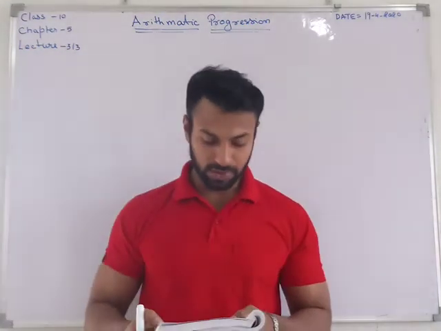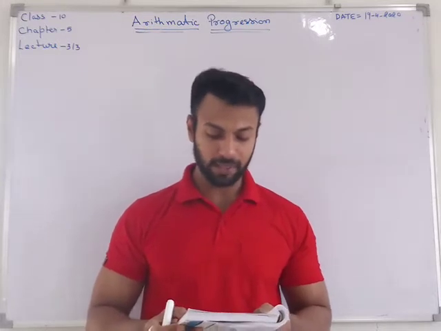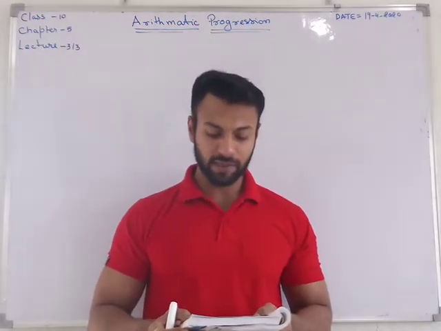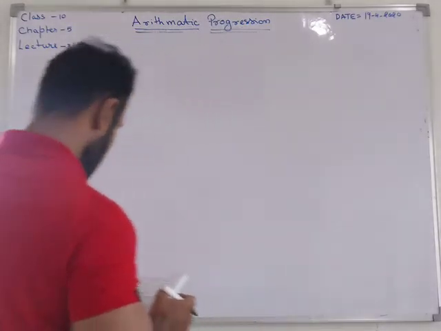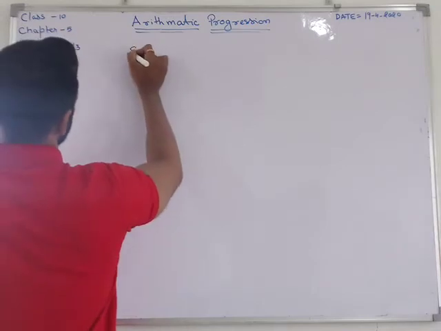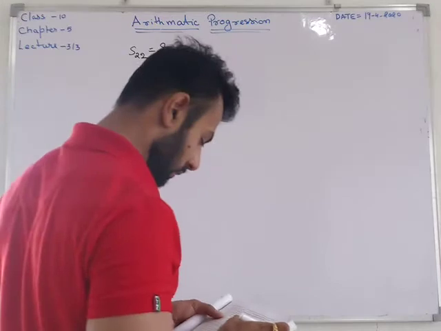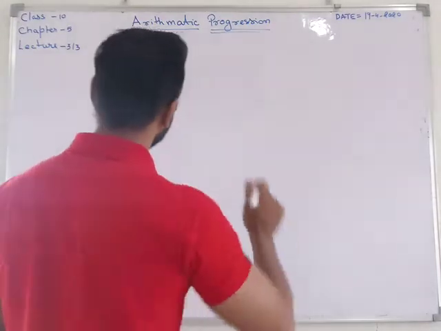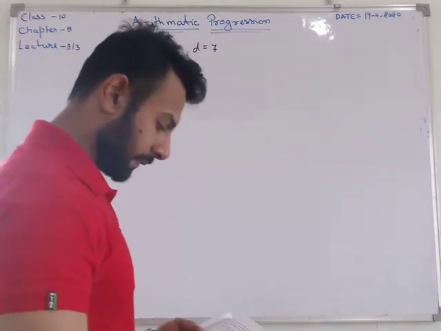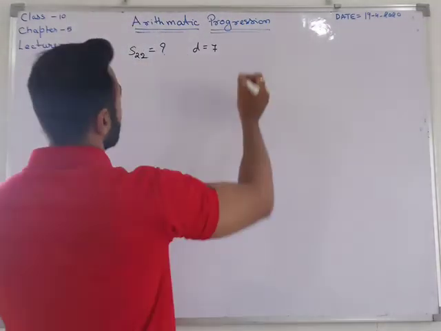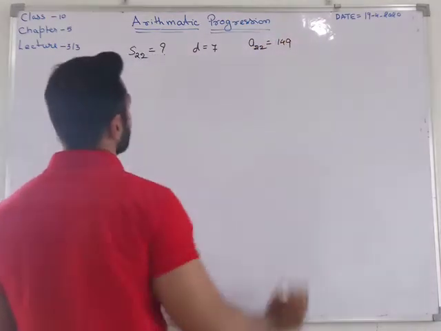Next question is question number 7. Find the sum of first 22 terms of an AP in which d is equal to 7 and the 22nd term is 149. Find the sum of first 22 terms. Here n is 22 of an AP, d is equal to 7 and the 22nd term is 149.